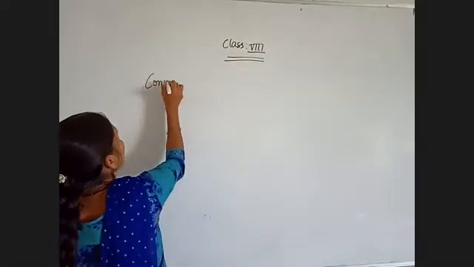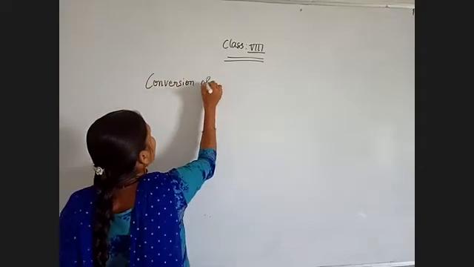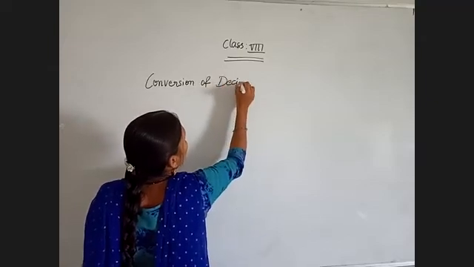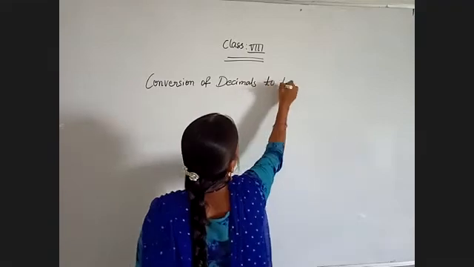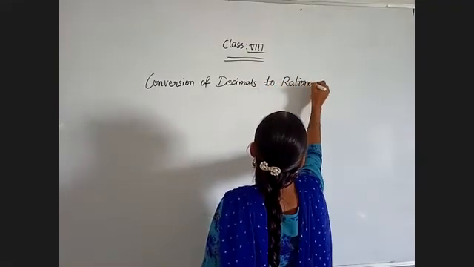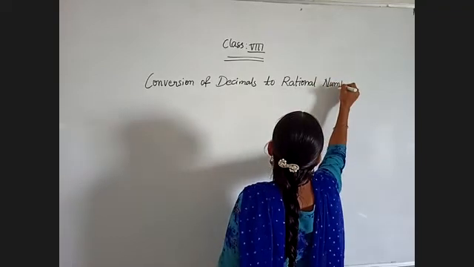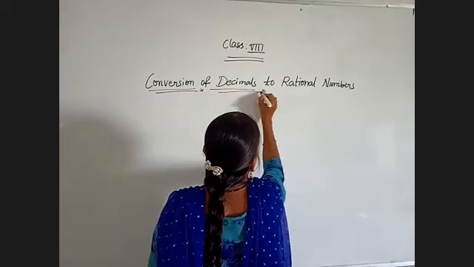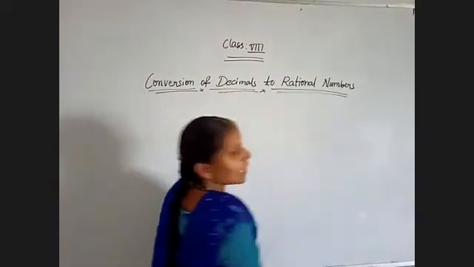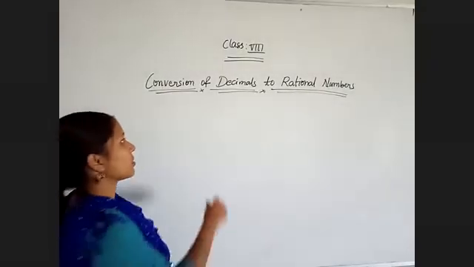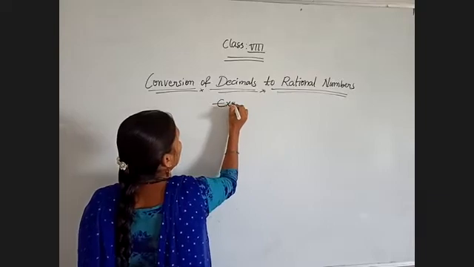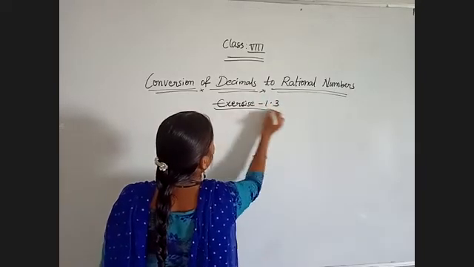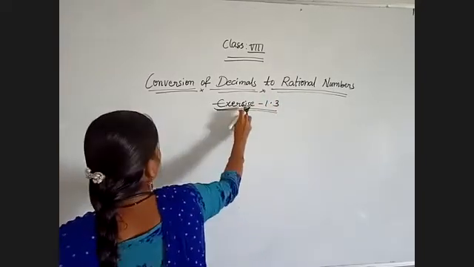Conversion of decimals to rational numbers. So how to convert the decimal numbers to rational numbers? Yesterday we did it. Today again I will revise by taking the exercise. So coming to exercise 1.1, observe this.